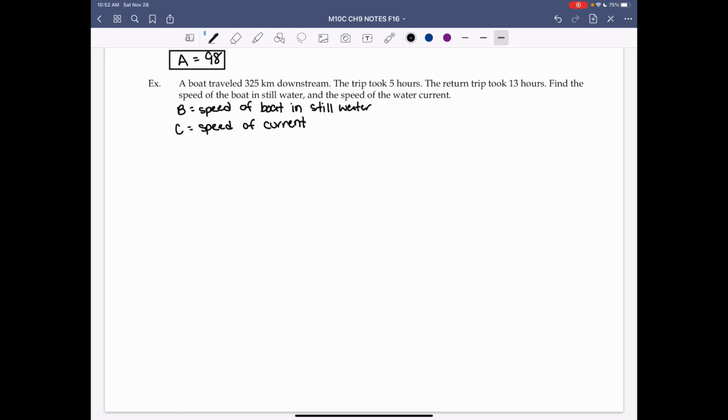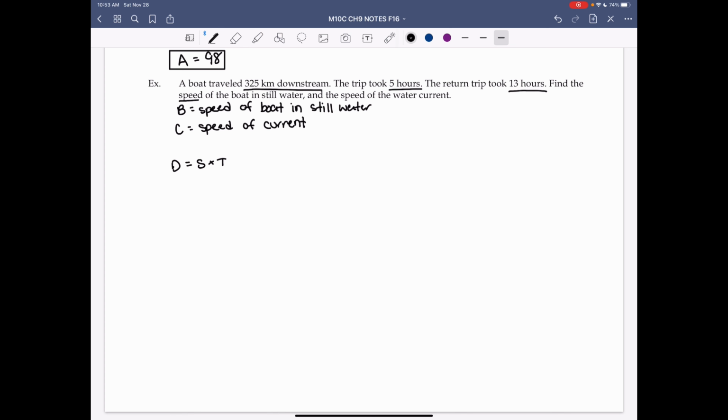The information we're given, a boat traveled 325 kilometers downstream. So that's a distance. The trip took 5 hours, which is a time. The return trip took 13 hours, which is also a time. And we want to find the speed. So we have distance, time, and we're looking for speed. If you have taken Science 10, you might remember this. If you haven't taken Science 10, we have the formula D equals S times T, which is distance equals speed times time.